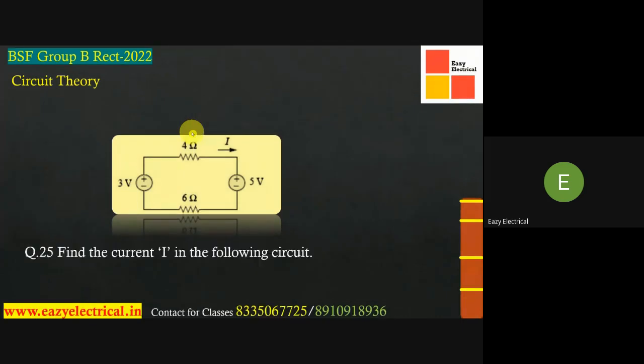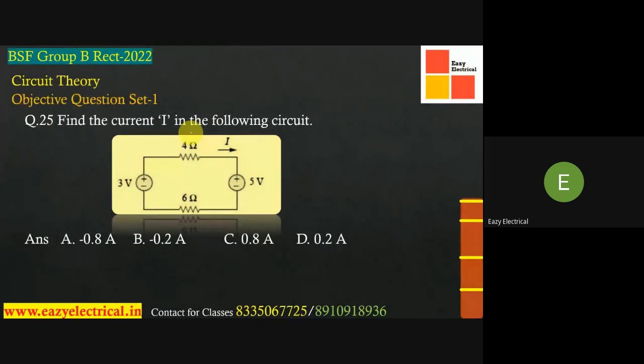নেক্সট, এটা বলো কত হবে? Find the current I in the following circuit. কারেন্ট I কত হবে বার করতে বলেছে? বার করো। কি করে বার করব?